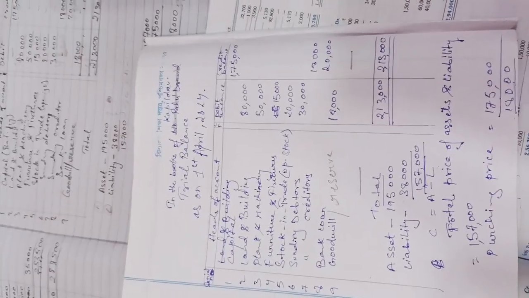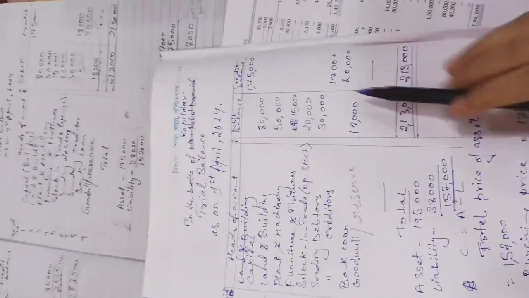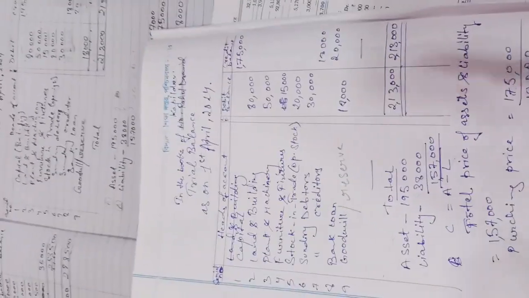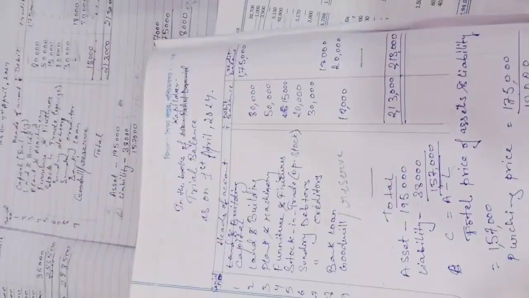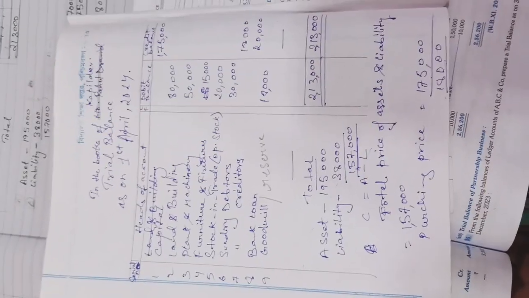So this is our total calculation. The 18,000 is goodwill and 2,13,000 is our total answer. So this is all about this video.